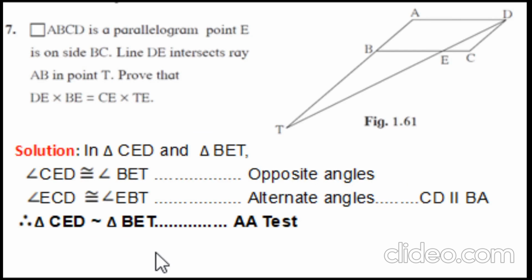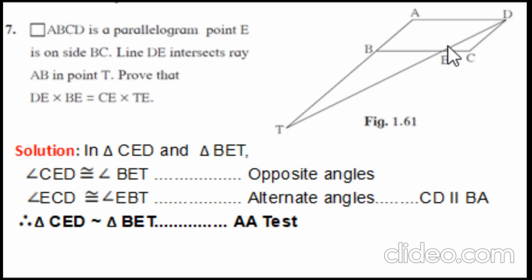Question number 7. In this question, we have been given a parallelogram. So in a parallelogram, the pair of opposite sides is parallel to each other. So here AB is parallel to DC and AD is parallel to BC. Line DE intersects ray AB in point T. So we have to prove that DE into BE is equal to CE into TE.